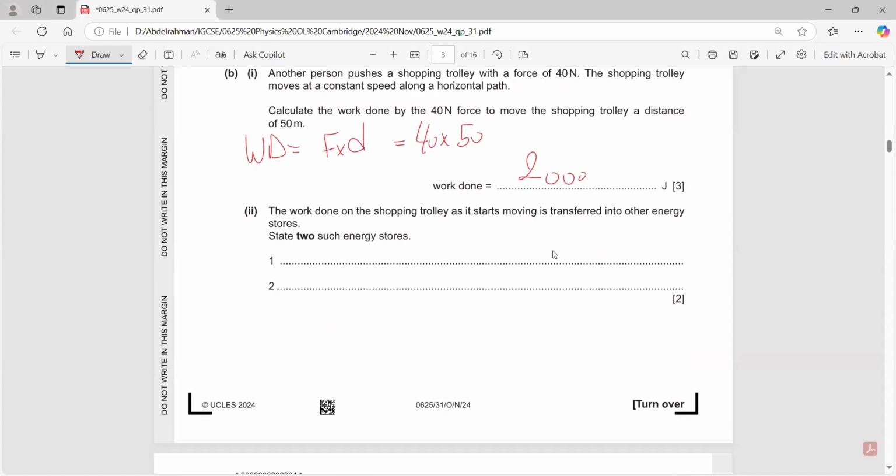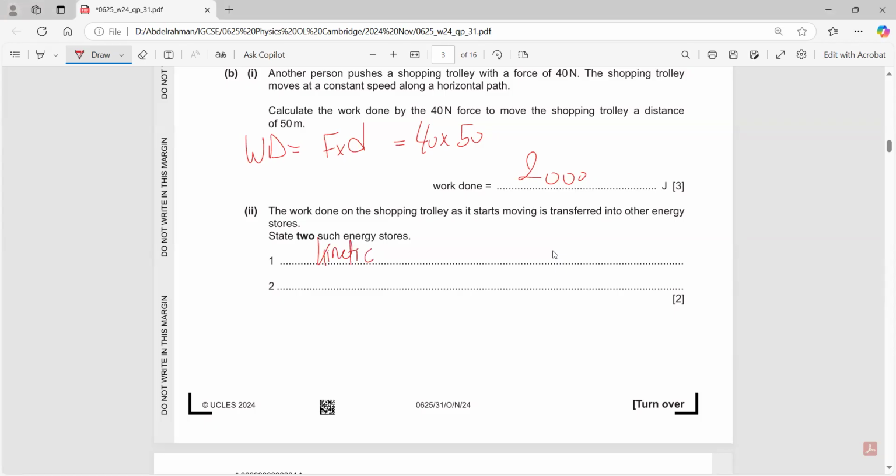The work done on the shopping trolley as it starts moving is transferred to other energy stores. State two such energy stores. What could these two other energy stores be? As you start pushing, what are two other energies that this work done could be transferred to? As you're moving, you're pushing. What other energy stores could they be? Yes, kinetic energy. Okay, kinetic energy.